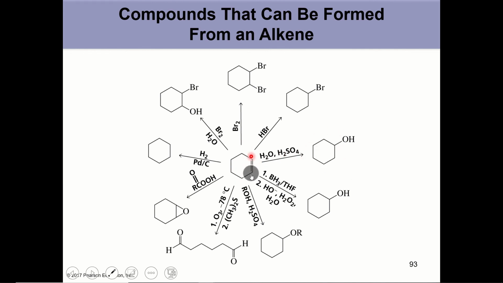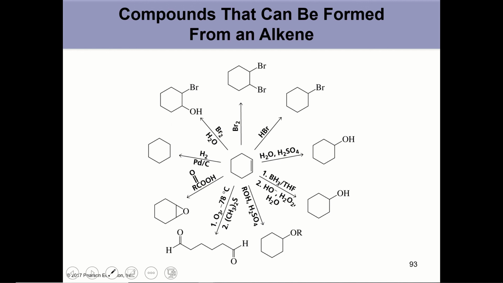If we start with the alkene and we do hydroboration-oxidation, we get an alcohol. If we do acid catalyzed alcoholation, we get an ether. If we do ozonolysis of the ring, then we get this dialdehyde. If we do a peroxy acid reaction with the alkene, we get the epoxide, and so on and so forth. We even have that if you start with the alkene and you do Br2 and H2O, you get the halohydrin.